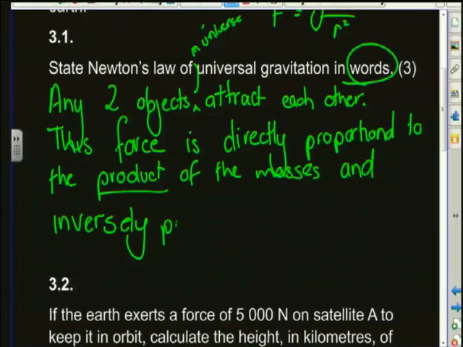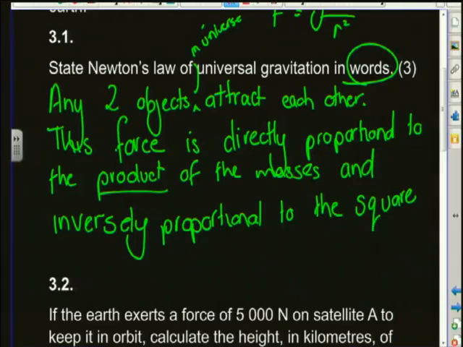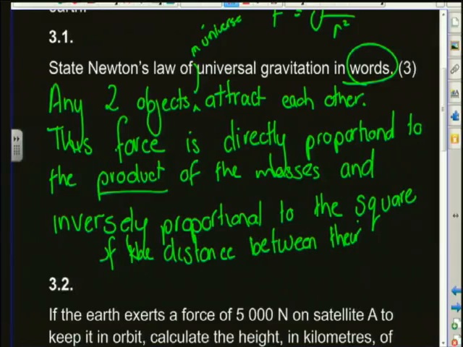And inversely proportional. Now watch, this is where we get it wrong. To the square, because it's r squared, of the distance between their centers. Guys, it's from the center of gravity. It's from the middle of the object.